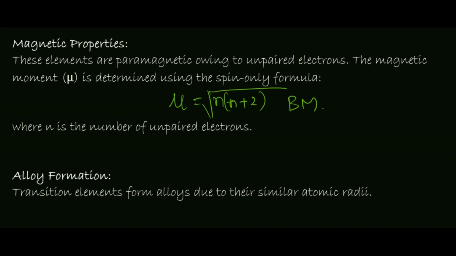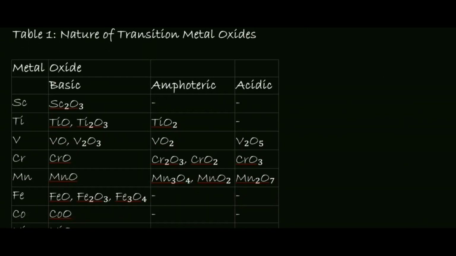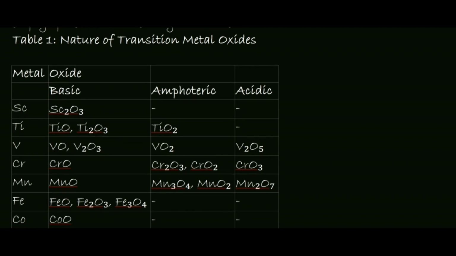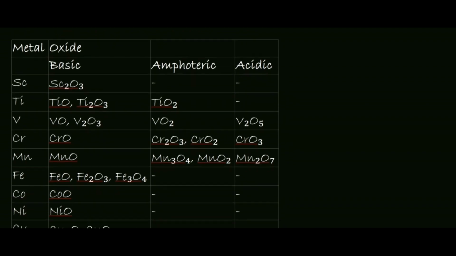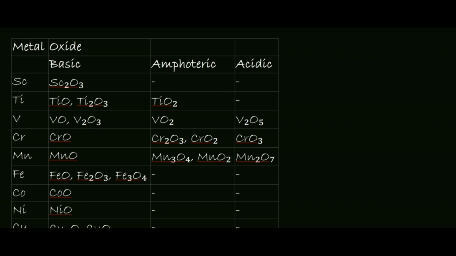Magnetic property can be found out by mu equals root of n into n plus 2 Bohr magneton, right? Here n is the number of unpaired electrons. If there are unpaired electrons, it is paramagnetic. If all are paired, it is diamagnetic. It can form alloys as well. Then you can take a screenshot of the list of basic, amphoteric and acidic metal oxides.